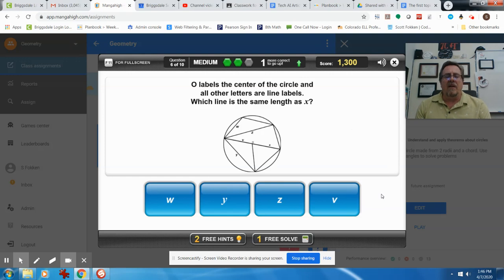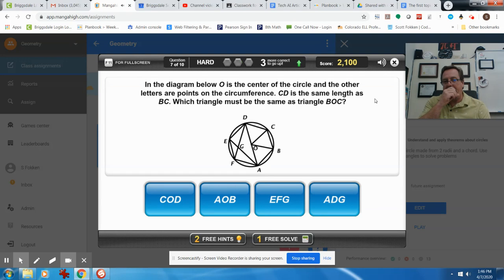So we don't have to worry about the letters being confused as angles. They're all line segment lengths. Which line is the same length as X? Well, X is a radius, so the same length would have to be V. Ta-da. CD is the same length as BC. CD and BC are the same length.